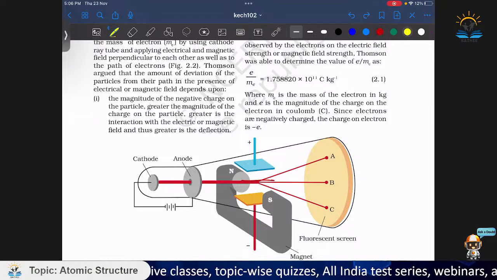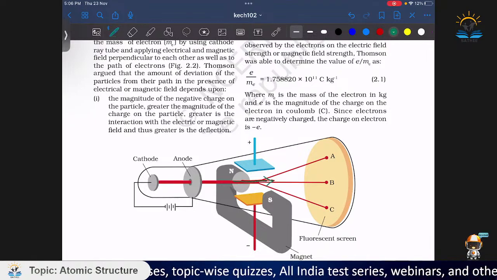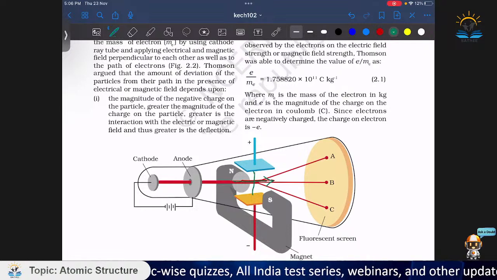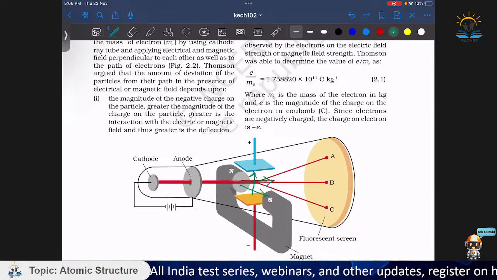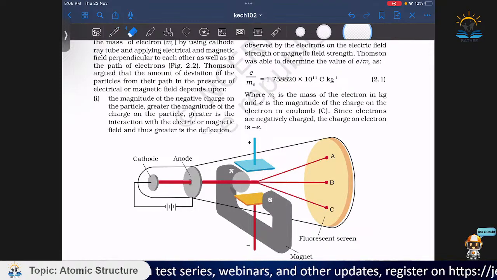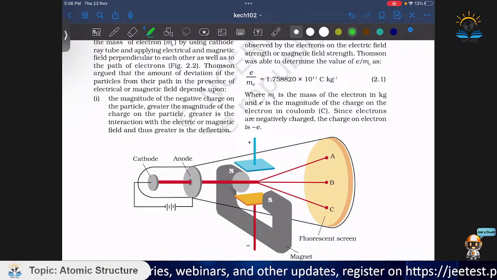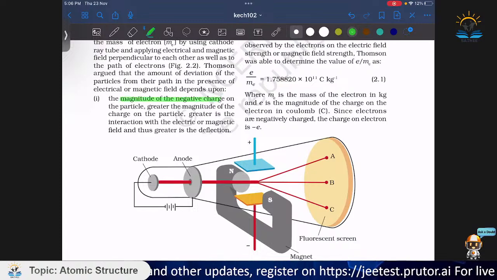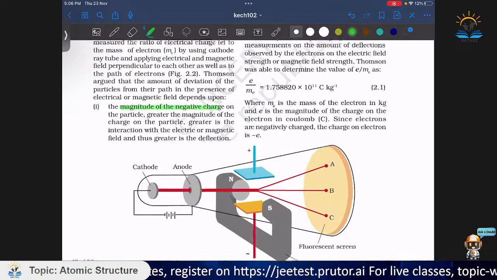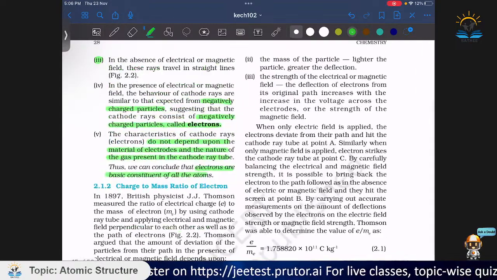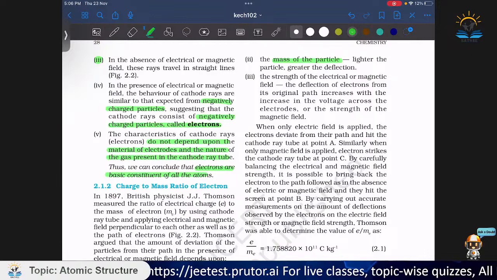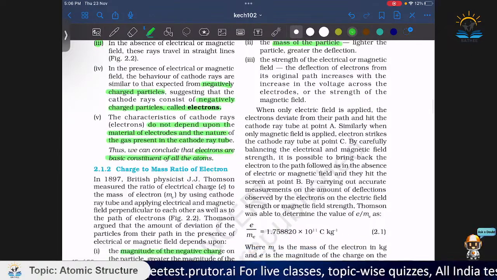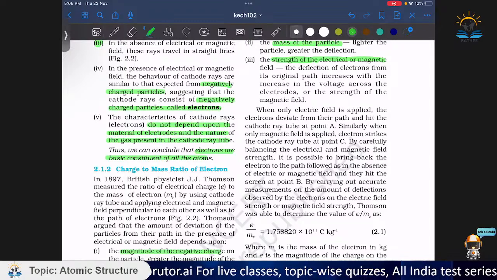I'll just write it all. This is the path of electron. Then this is the electric field, and this is the magnetic field. So all three are mutually perpendicular to each other. And he argued that the deviation from the path depends on the magnitude of negative charge. Okay. The greater the magnitude, the greater the deviation. And the mass of the particle, the lighter the mass, the greater the deviation. And the strength of the electrical and magnetic field.